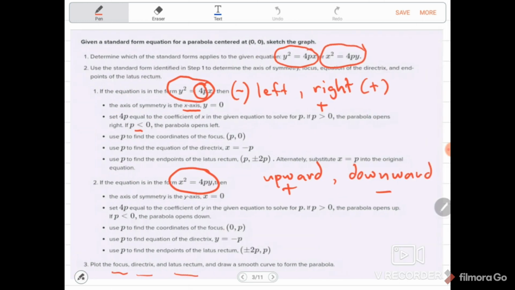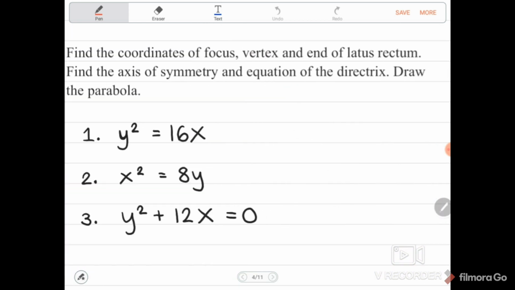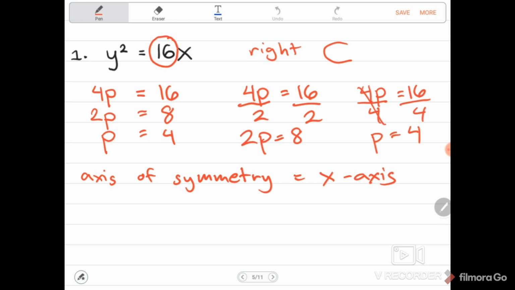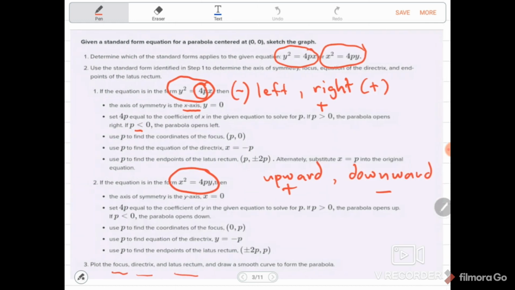Use P to find the coordinates of the focus. So, P and 0. Ano yung value ng P natin? O, focus daw. Focus. P and 0. Ano yung P natin? Or usually, focus that is represented as F. Pag nag-graph tayo. So, P and 0. That is 4 and 0. Yan yung pinaka-focus natin. Tapos, ang susunod daw sa atin is what?